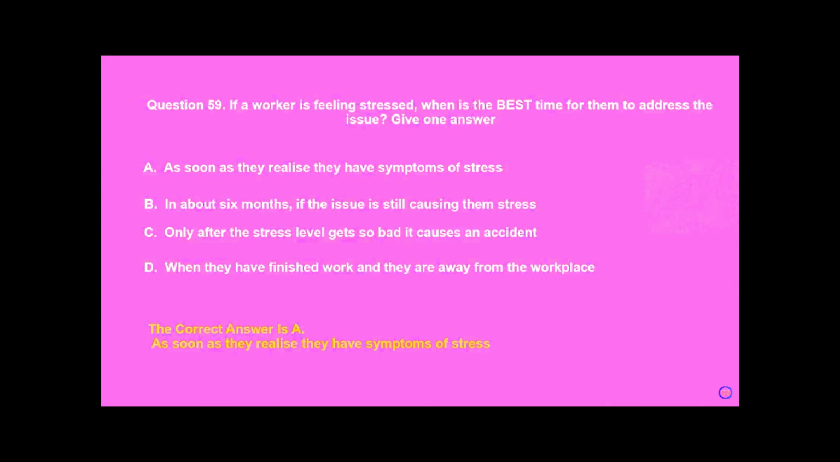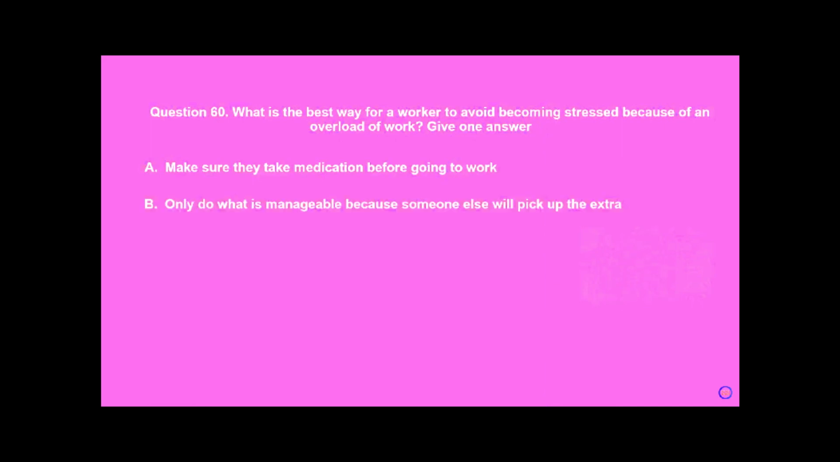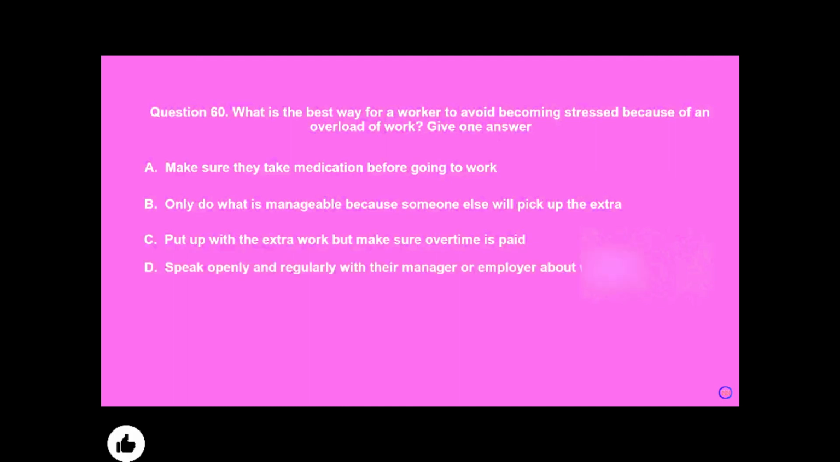Question 60. What is the best way for a worker to avoid becoming stressed because of an overload of work? Give one answer. A. Make sure they take medication before going to work. B. Only do what is manageable because someone else will pick up the extra. C. Put up with the extra work but make sure overtime is paid. D. Speak openly and regularly with their manager or employer about workloads. The correct answer is D. Speak openly and regularly with their manager or employer about workloads.